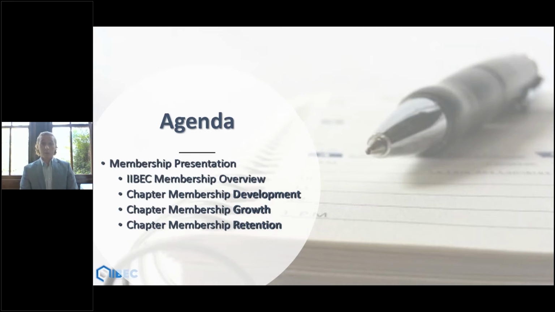Membership is the core of our organization. We are a membership organization, and without our fantastic members, we would not be a professional association. So during the next 15, 20 minutes, we'll go through what it looks like at a chapter level for membership development, membership growth, and membership retention.